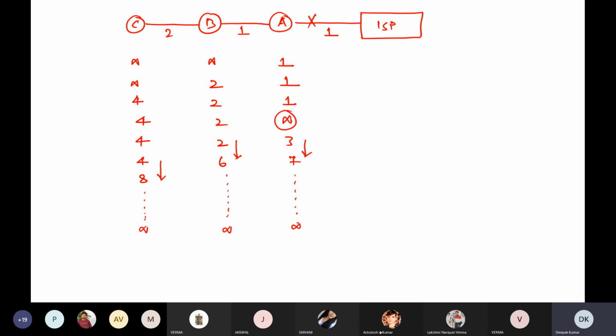So all the nodes start sharing the information and try to update with the wrong information, and at the final instant of time it will keep increasing their cost, and finally after a very long time it will reach that infinite cost is available between all the nodes to ISP.